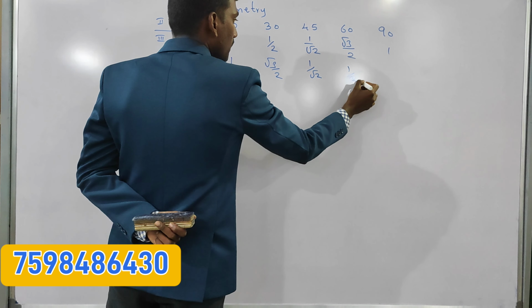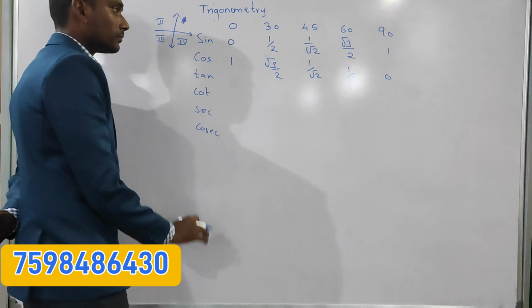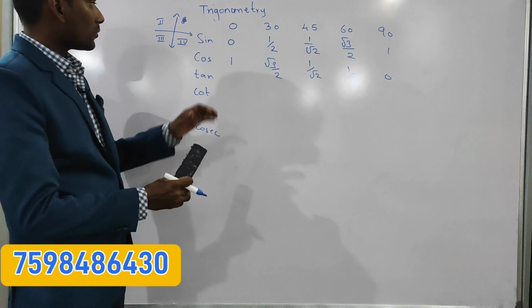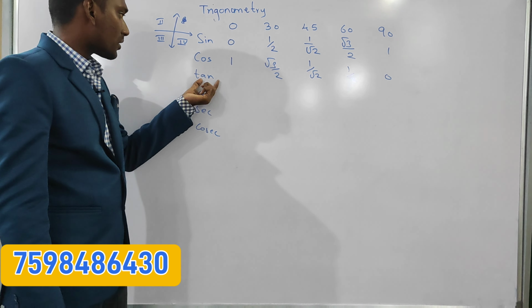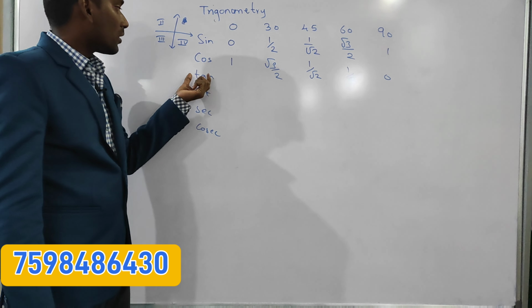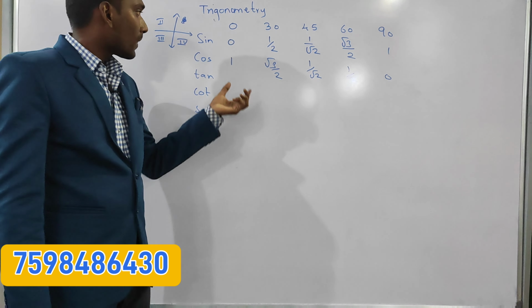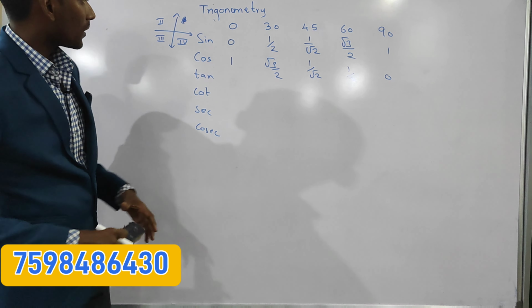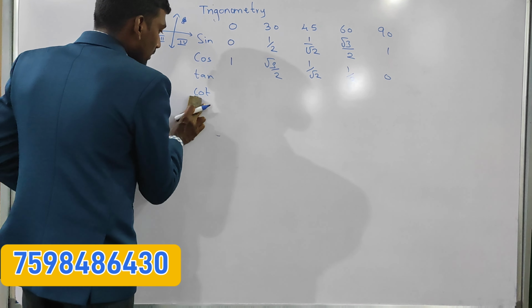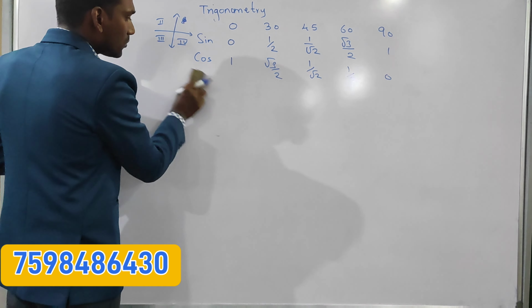This is 1 by 2 and this will be 0. If you remember these two values of sine and cos, you can easily find the values of tan, cot, secant, cosecant. I gave you just now the formula of tan, that is sine by cos. You have to divide this by this, you get the answer. That's it. Okay, so this is one thing, you can do it. Rest of the values you can find it out.